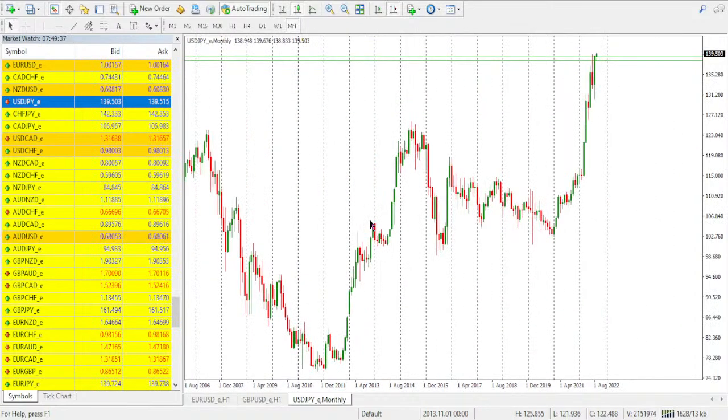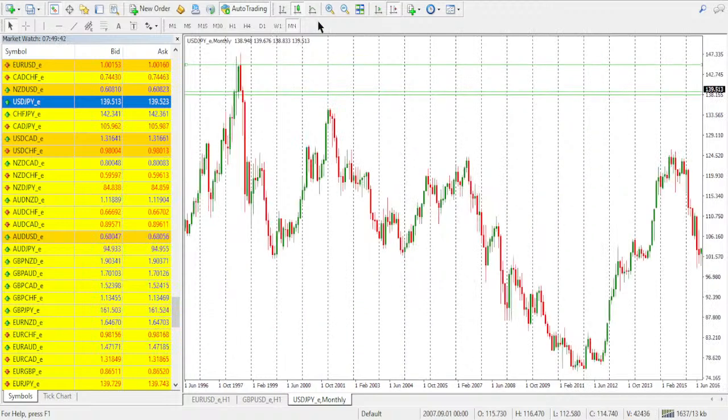144.949. So if you're on this chart, you're supposed to keep looking for buy positions, expecting the buyers to push us upwards up to this target here, which is 144.949.